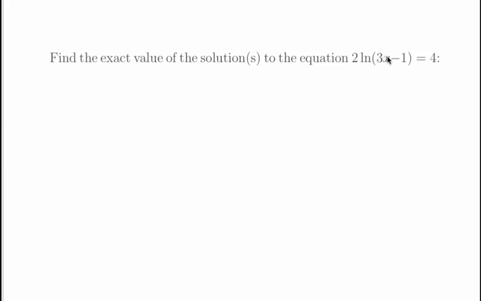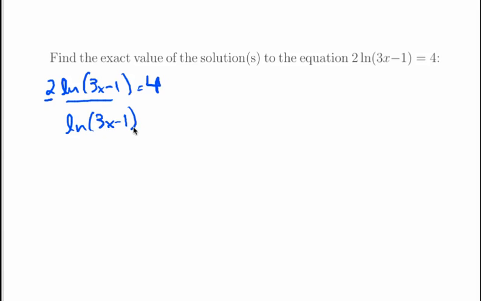Let's begin by writing down the equation itself and working with it. 2 natural log of 3x minus 1 is 4. Now, just like we saw with the previous one that had the e exponent expression, we begin at the top level with one thing multiplied to another. So let's begin by dividing both sides by 2. That'll give me just a natural log 3x minus 1 on this side and a 4 divided by 2, or 2, on this side.